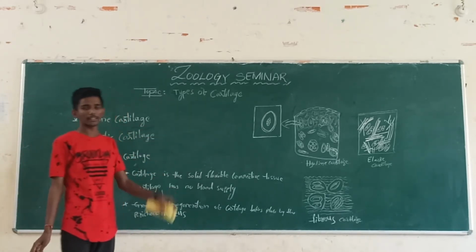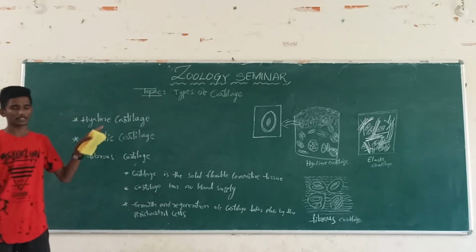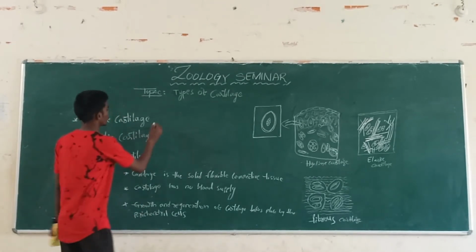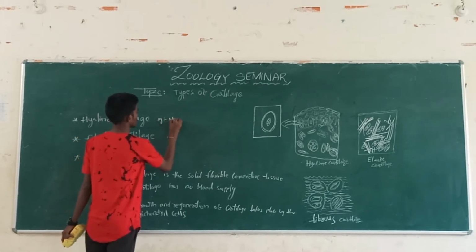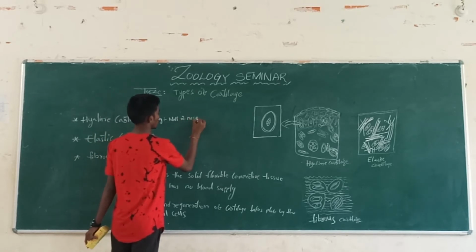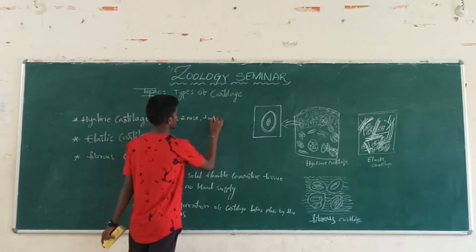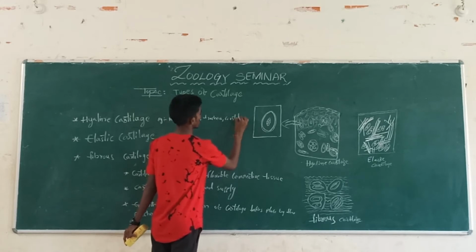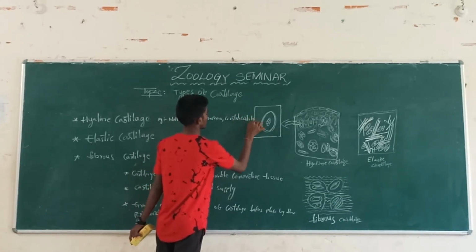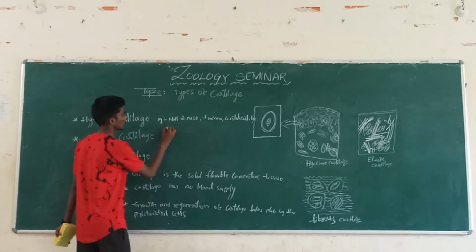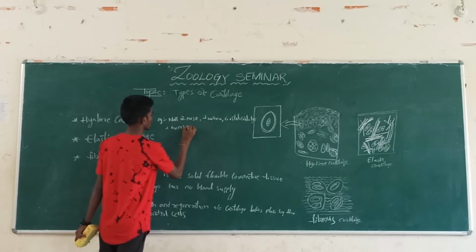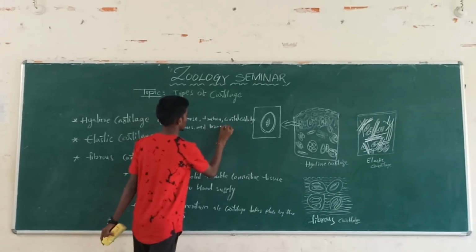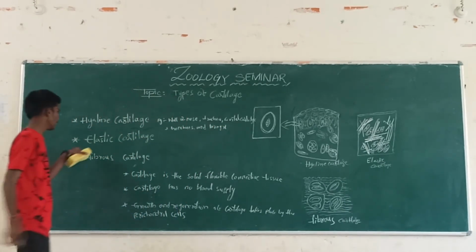Hyaline cartilage is bluish-white in color and it is a transparent cartilage. It is the weakest and most common cartilage. Examples are the walls of the nose and trachea, the costal cartilages, and bronchi and larynx. These are the examples of hyaline cartilage.